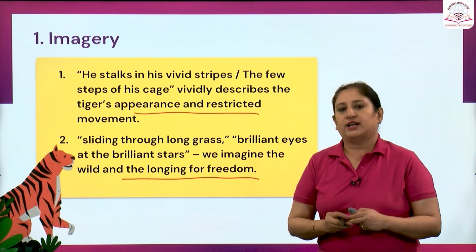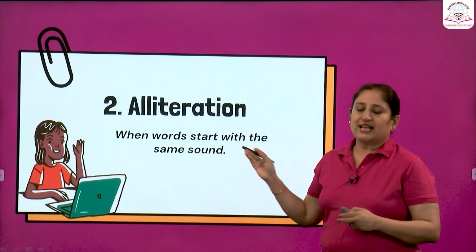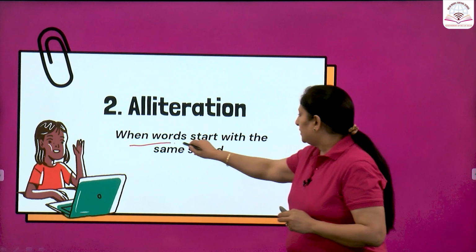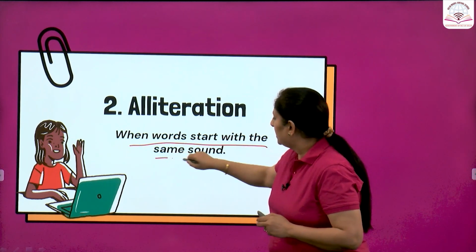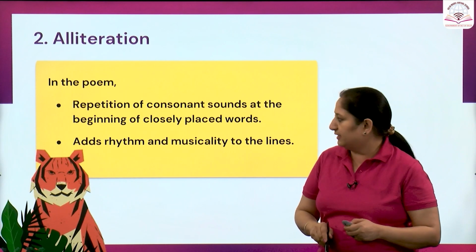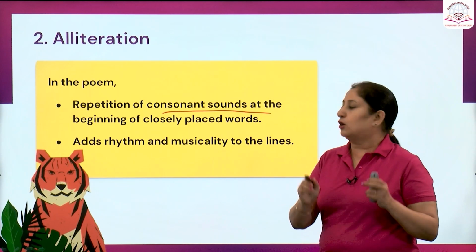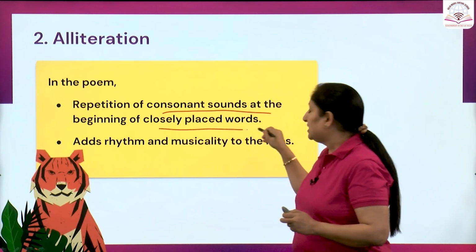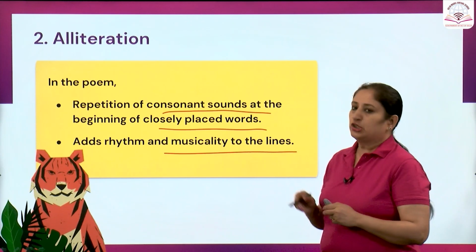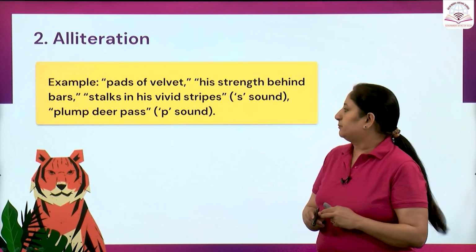Now let's try to understand another poetic device which is used in this poem, and that is alliteration. By alliteration, we mean when words start with the same sound. Let's try to understand how and where it is used in the poem. Repetition of consonant sounds at the beginning of closely placed words is alliteration. It adds rhythm and musicality to the lines.